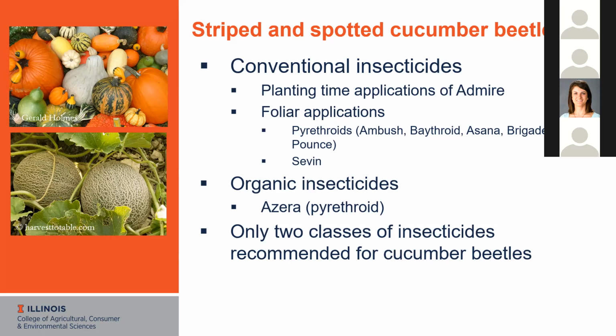And that information is important just when thinking about rotating for insect resistance management, because when it comes to controlling striped and spotted cucumber beetles, it's really hard to rotate chemistries because you basically have 2 choices if you're a conventional grower. And if you're an organic grower, you kind of have one. And so that's just something to keep in mind. You'll see throughout this presentation that I'll divide things by insecticide class and then give you trade names after that. And that's just to give you an idea of the variety of chemistries that are out there.